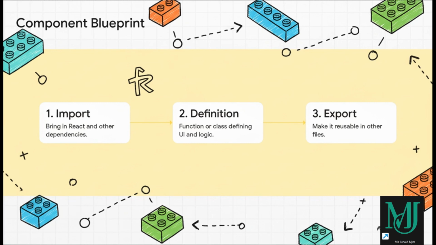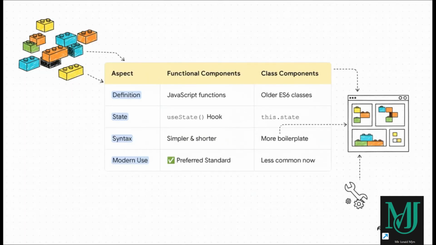Historically, there were two kinds of components, class components and functional components. Then came hooks, which gave functional components superpowers like memory. They can remember if a button was clicked or what a user typed. That made them just as powerful as class components, but far simpler to write and read. That's why they're the modern standard today.